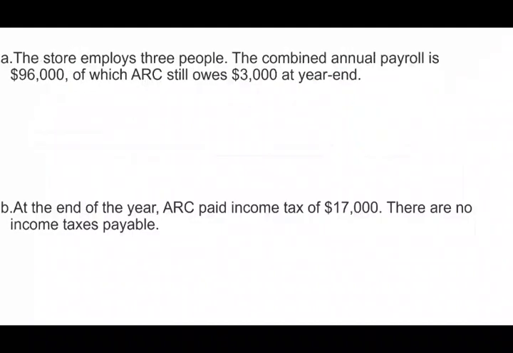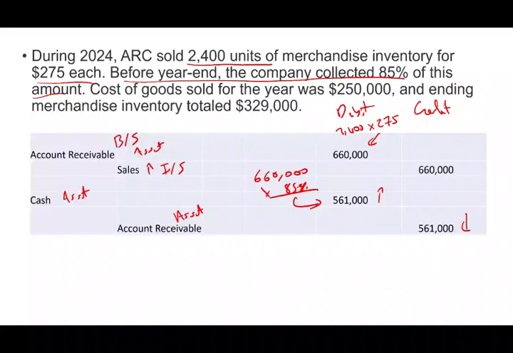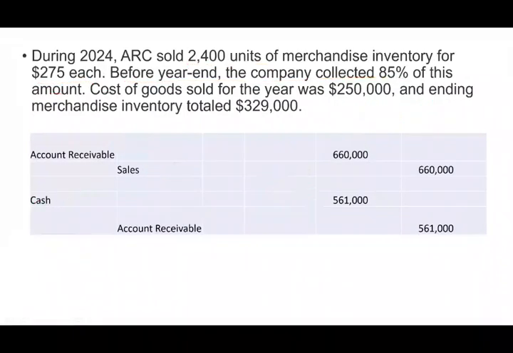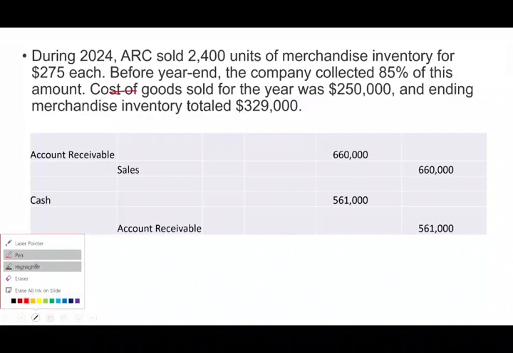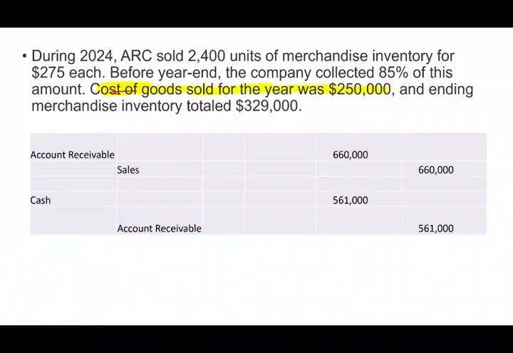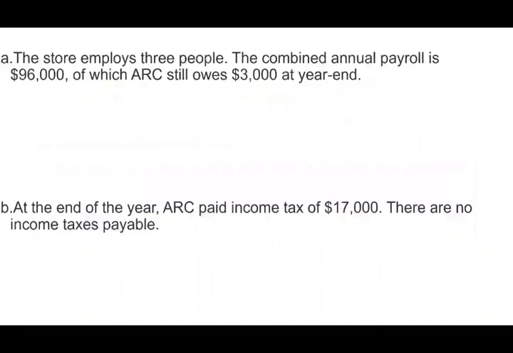Oh, sorry. We missed some information here. Also, what they told us at this point is that cost of goods sold is $250,000 and ending inventory is $329,000. So they did the count of ending inventory and found out ending inventory is $329,000, and cost of goods sold, which is an expense account, is $250,000. So this is information that we're going to be using later on the financial statements.